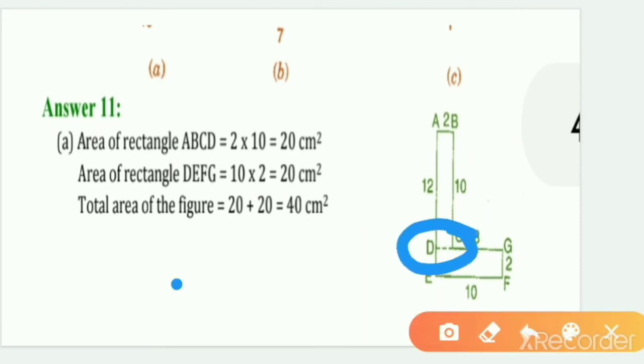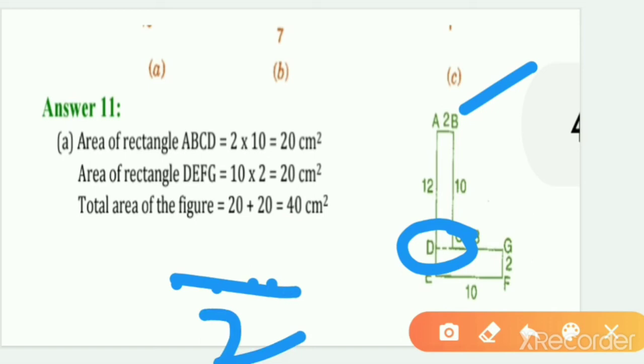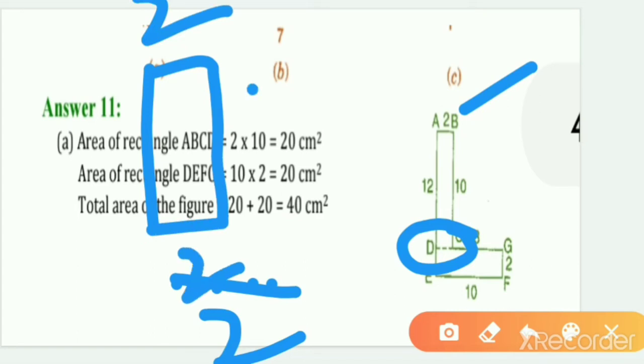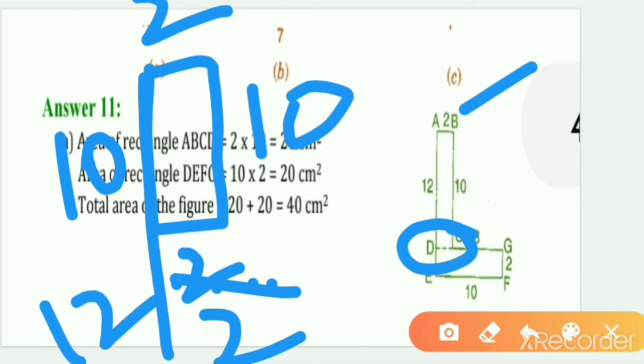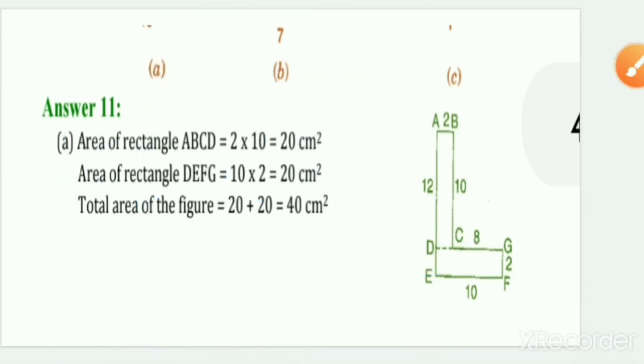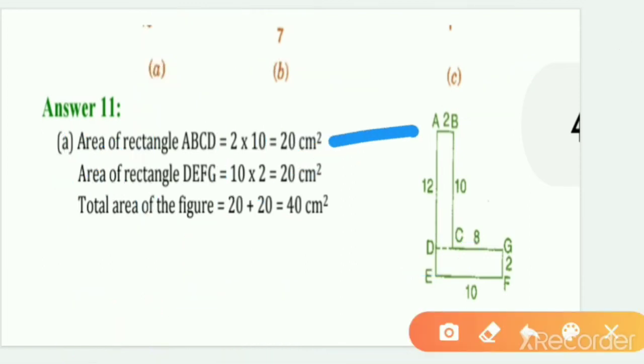In this part you can see a dotted line is there. Now it is given 2 here. So the dotted line will also be 2, because opposite sides are equal in a rectangle. We have this shape. If it is 2, then it is also 2. If it is 10, then this will also be 10, because this complete side is given 12. So this much portion will be 10 only. So for the first figure, the area of ABCD is 2 multiplied by 10, length into breadth, that is 20 centimeter square.